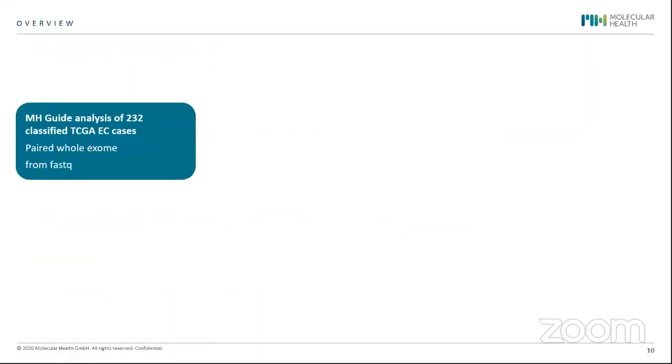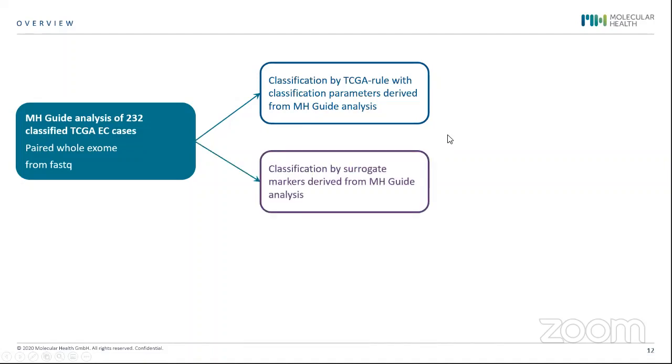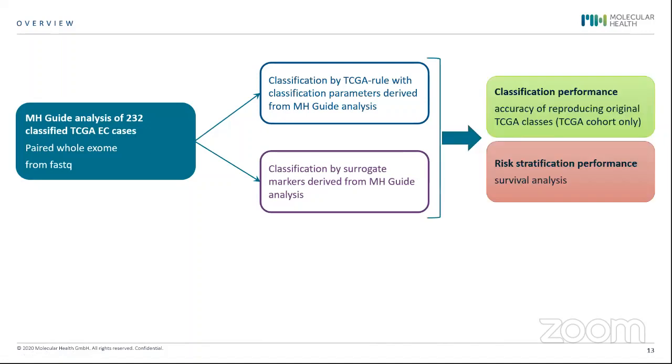So, a little overview of what we've been doing. We analyzed 232 endometrial cancer cases that were classified into these 4 classes from TCGA in paired whole exome mode. And we started from FastQ. So we downloaded the BAM file from TCGA, extracted the reads, and ran our full pipeline from alignment on. We implemented this classification rule from TCGA using the classification parameters derived from our MHGuide analysis, and implemented the classification by surrogate markers also as derived from MHGuide analysis. And we will look at the classification performance, how well they reproduce the original TCGA classes, and the risk stratification, how well they actually split the patients into high and low risk.